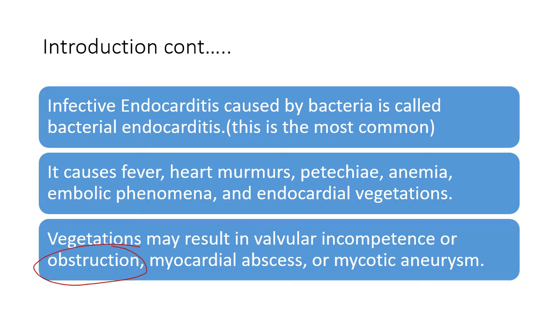Valvular obstruction. Also, myocardial abscess, that is when the bacteria invade the myocardium. From the endocardium, they invade the myocardium and cause abscesses. That is myocardial abscess. After that, they can also cause mycotic aneurysm. Mycotic aneurysm is abnormal dilatation of the heart chambers. Of course, remember, aneurysm is abnormal dilatation. When the heart chambers are inflamed, they can be fragile and have abnormal dilatation.